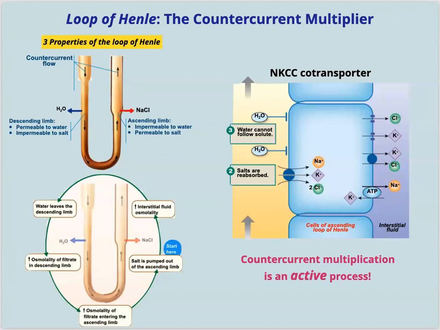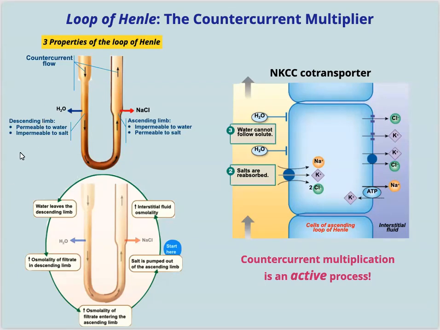We just said that the long loop of Henle of these juxtamedullary nephrons acts as a countercurrent multiplier to establish the osmotic gradient. There are three properties that allow it to establish this osmotic gradient. First, the countercurrent flow of filtrate through the adjacent parallel sections of the loop of Henle. This is the countercurrent system that we talked about.